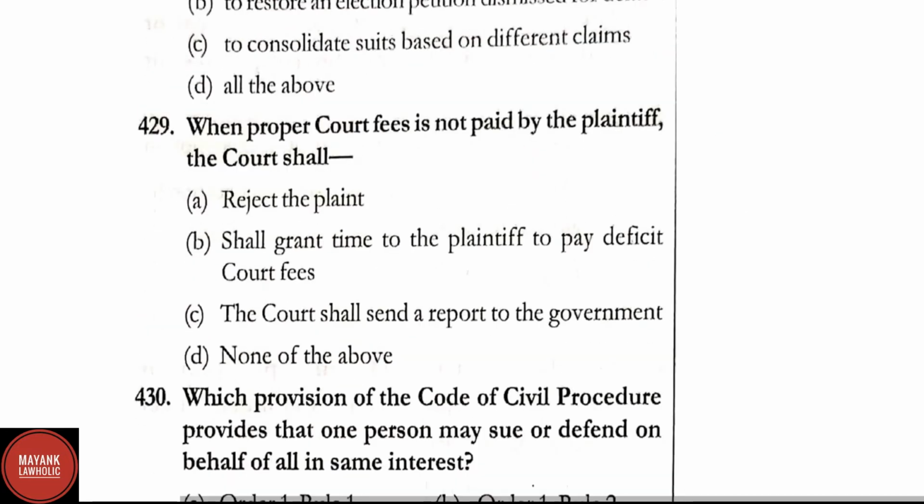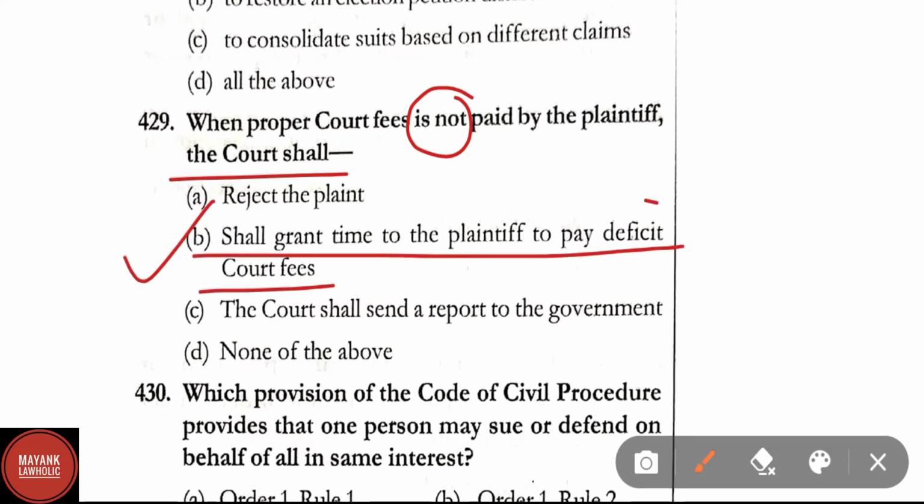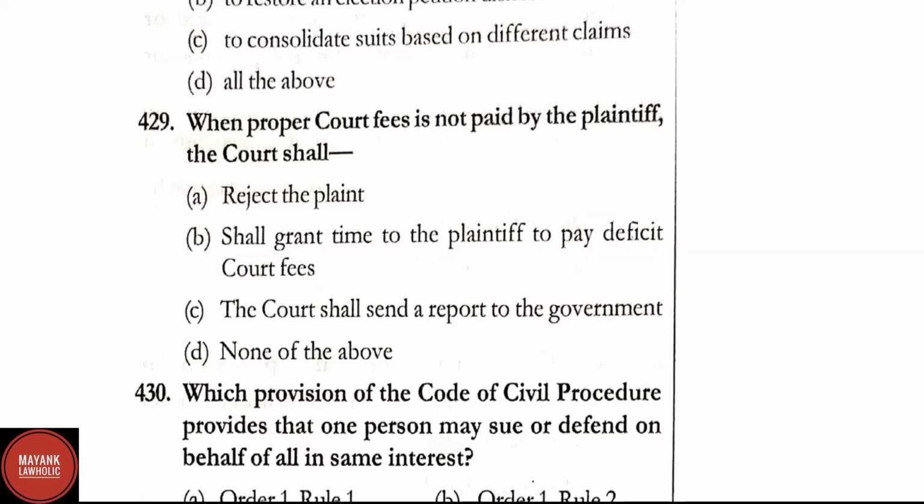Question number 429. When proper court fees is not paid by the plaintiff, the court shall, option A, reject the plaint, option B, shall grant time to the plaintiff to pay deficit court fees, and option C, the court shall send a report to the government, and option D, none of the above. Here in question number 429, correct answer is option B, that is shall grant time to the plaintiff to pay the deficit court fees.